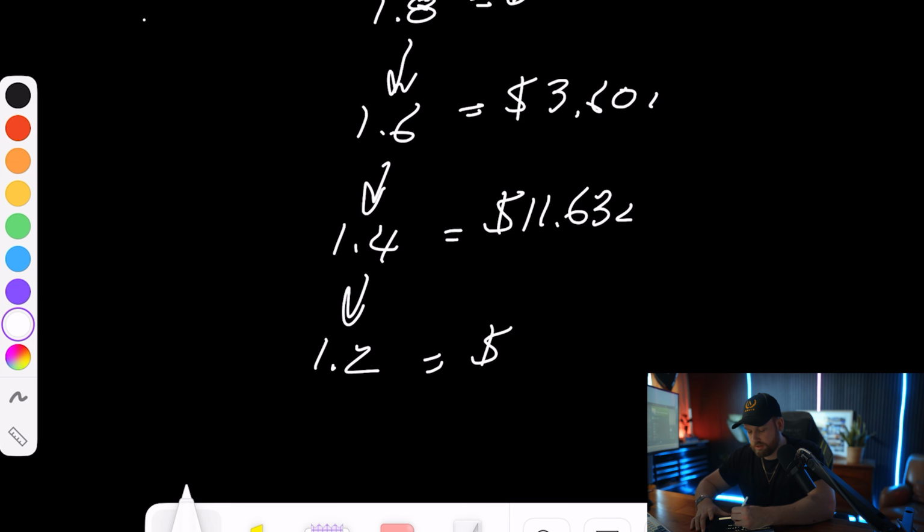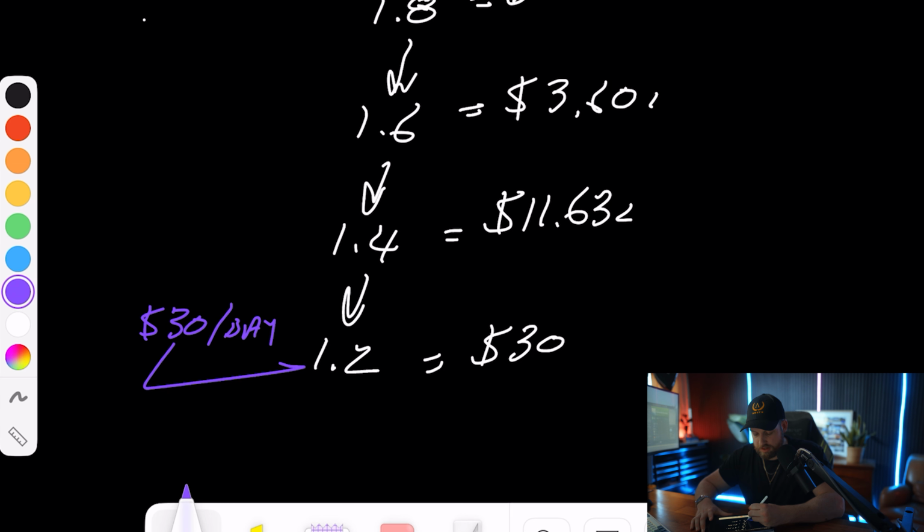So let's say it spends the $30 or right around there. Then your budget, right, is $30 a day, and now this lines up with the ROI that you set. Then you've got a pretty good indication of where you need to be.